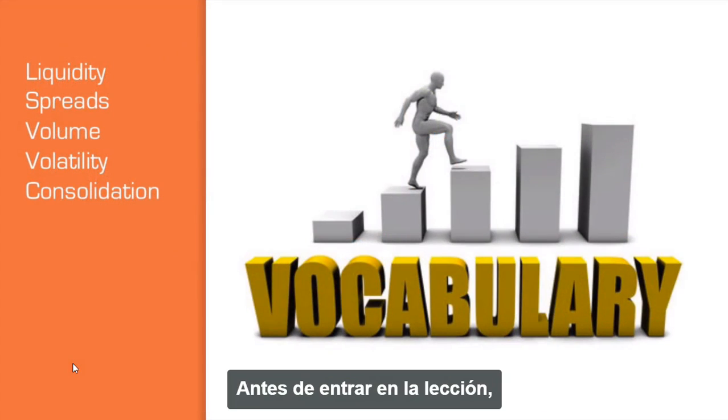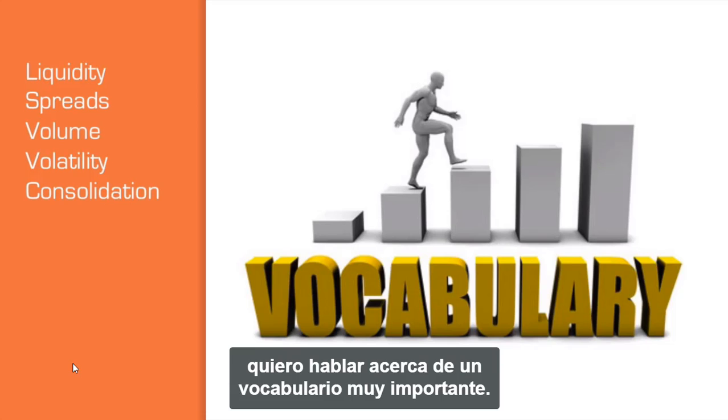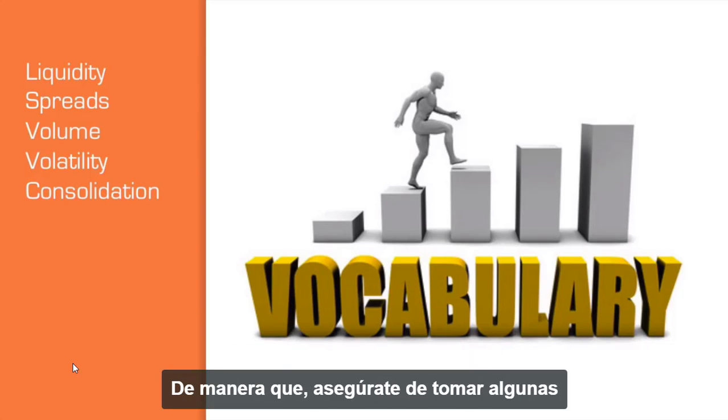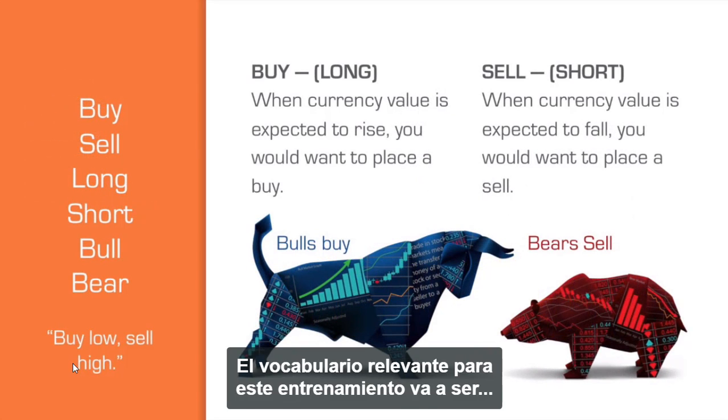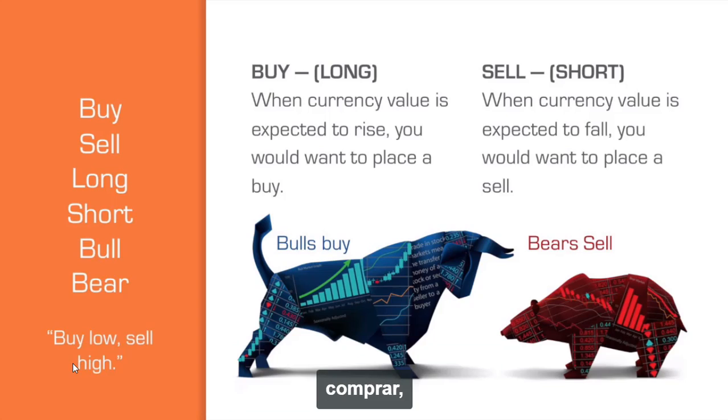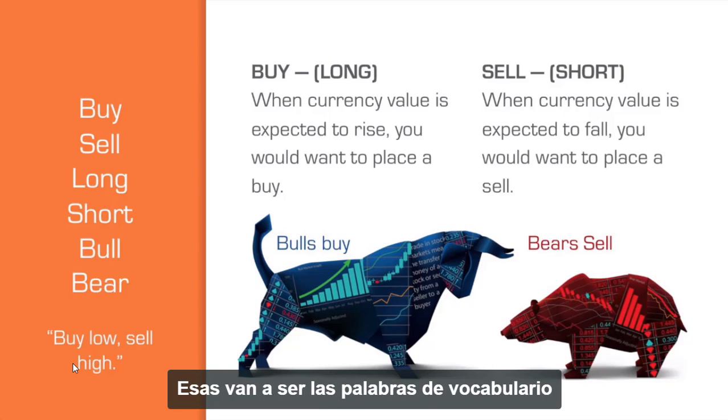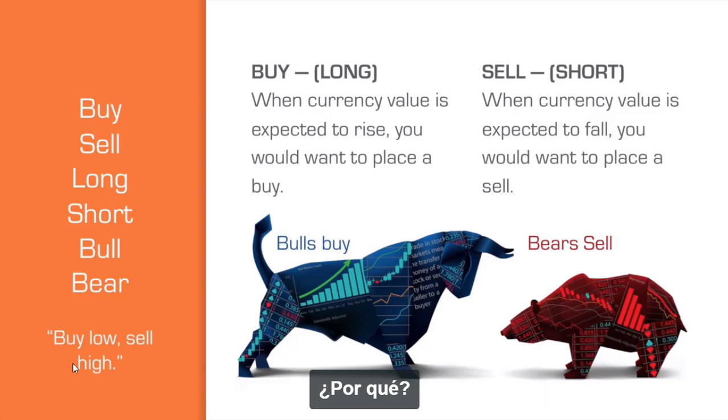Before we go into the lesson, I want to actually talk about some very relevant vocabulary. So please make sure you take some good notes on these vocabulary words. The relevant vocabulary for this training is going to be buy, sell, bulls, bears, long, short. Those are going to be the vocabulary words that we are going to talk about. I have them all on the same page. Why? Because it's really not that many that you need to know. It's not that many concepts.